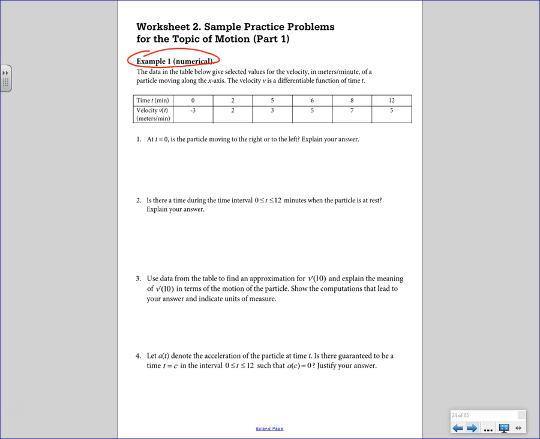Number 1, you're looking at a sign of velocity. Number 2 might have something to do with particle at rest. Derivative is equal to 0. Might have something to do with MVT rules.